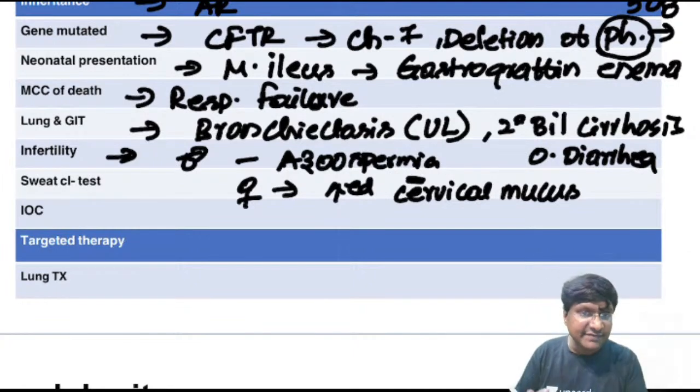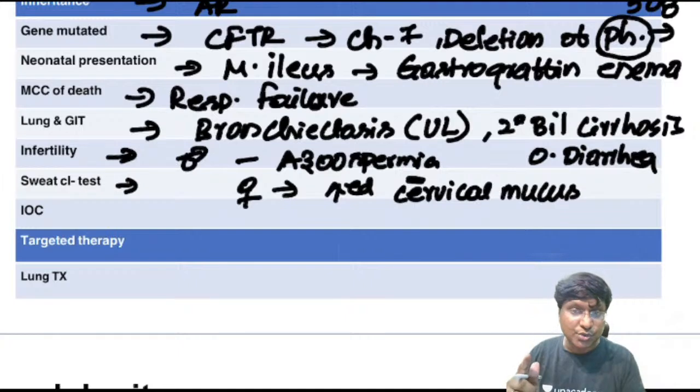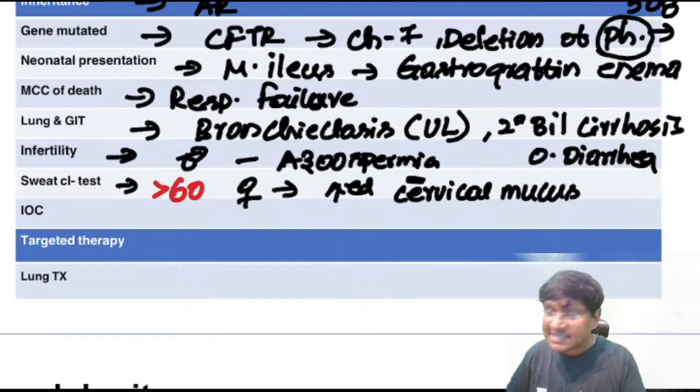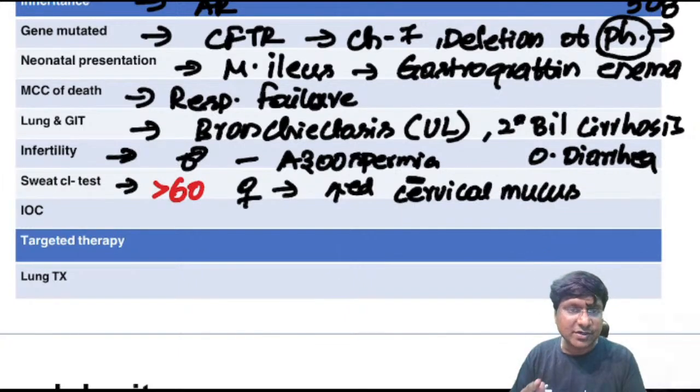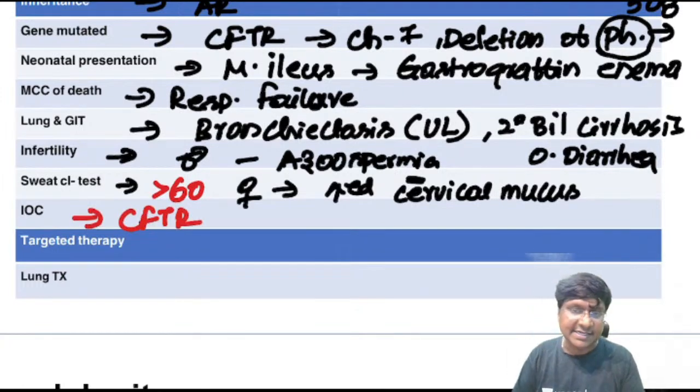Then coming to the investigations, if you do a sweat chloride test, it will show you that there is more than 60 milliequivalents per liter of sweat chloride, right? Normally it is up to 30 to 40. But here, the sweat chloride concentration will be more than 60 milliequivalents per liter on 2 occasions. But what is the investigation of choice? You have to do the genetic analysis, where you will understand that a CFTR mutation has occurred.